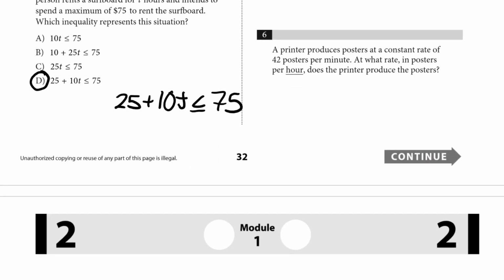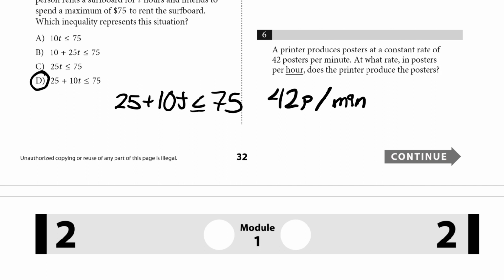Number 6. A printer produces posters at a constant rate of 42 posters per minute. At what rate in posters per hour does the printer produce the posters? So we know that the printer produces 42 posters per minute.